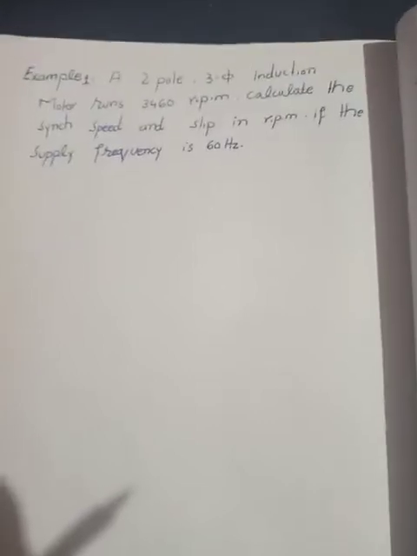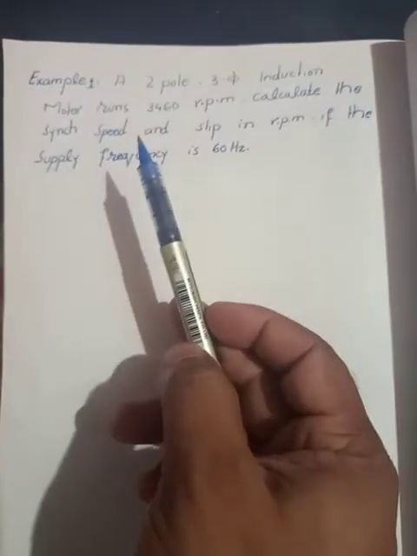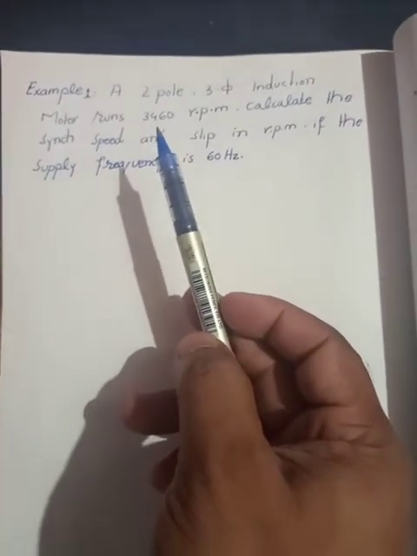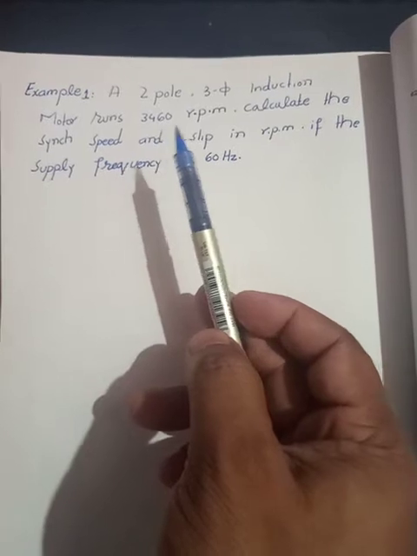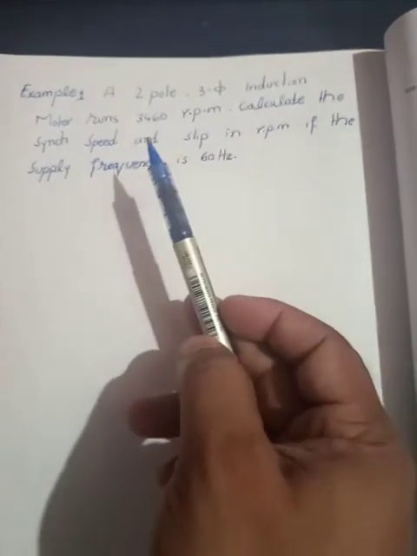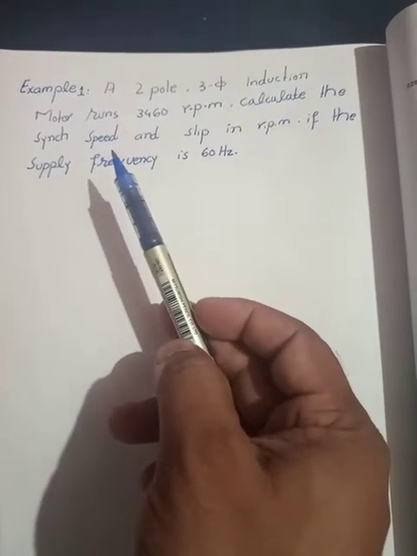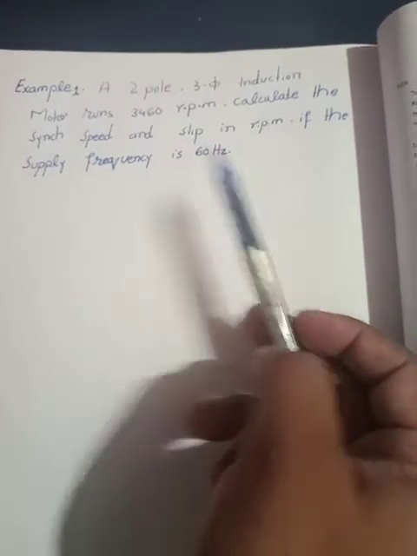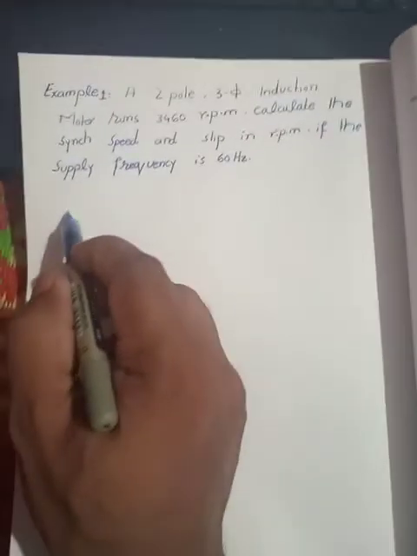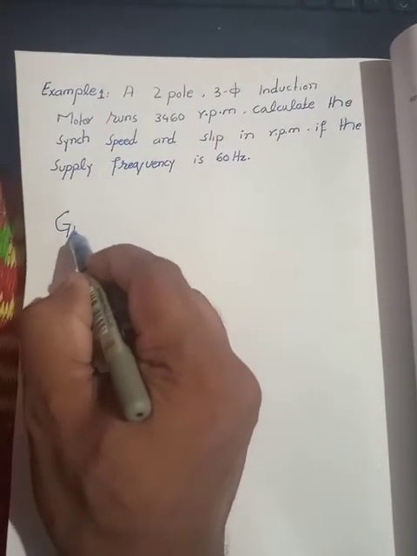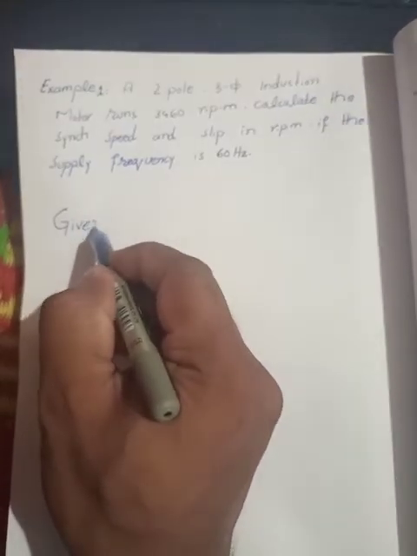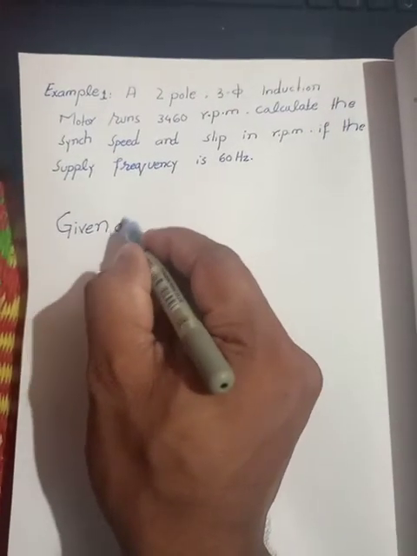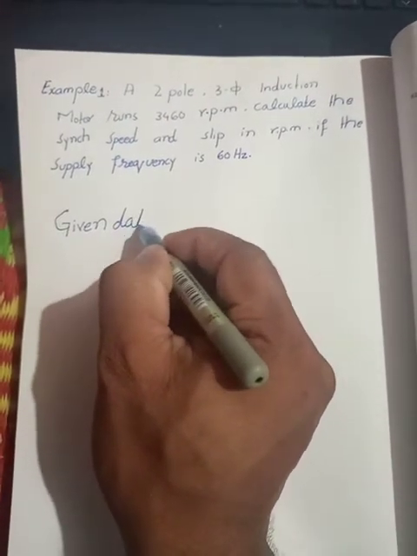Now let's come to an example. In this example, we are given a two-pole three-phase induction motor with a speed of 3460 rpm, and we have to calculate the synchronous speed and the slip in rpm if the supply frequency is 60 hertz. First of all, we have to write the given data.